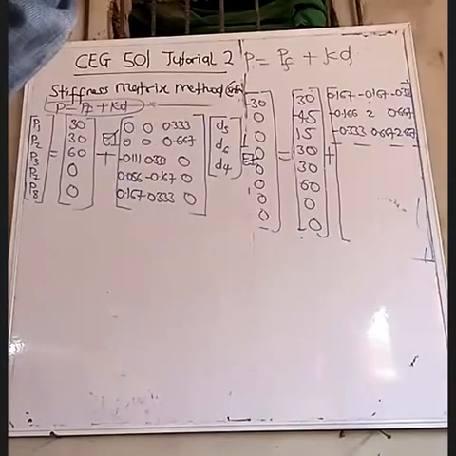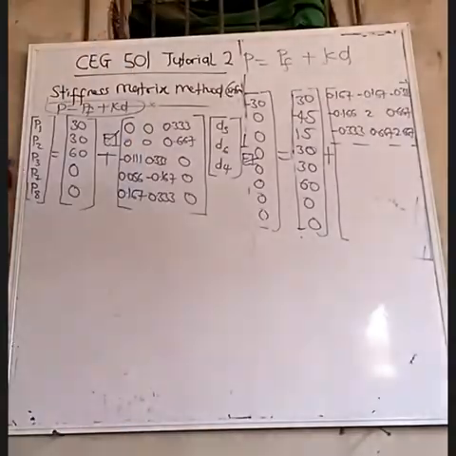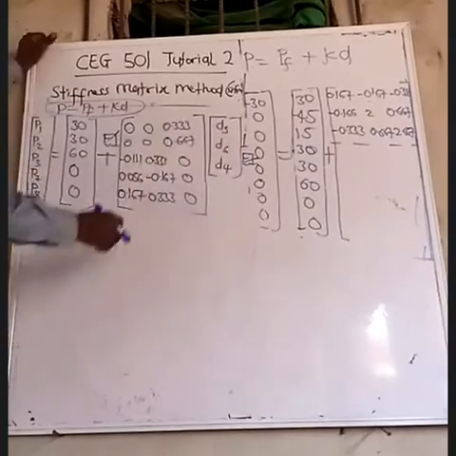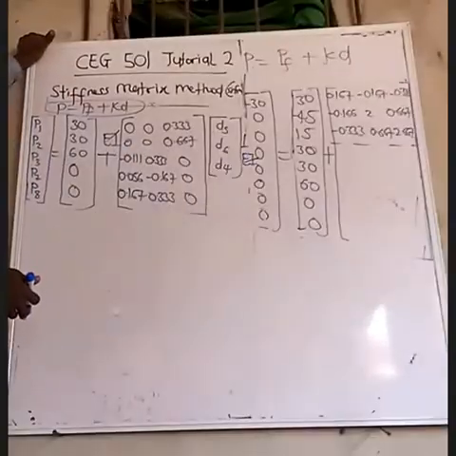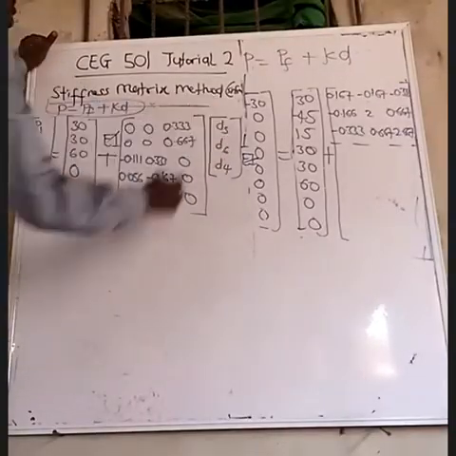So, okay, let's finish this first. Let's finish this one. Okay, so let's do this. D5, D6, D4.